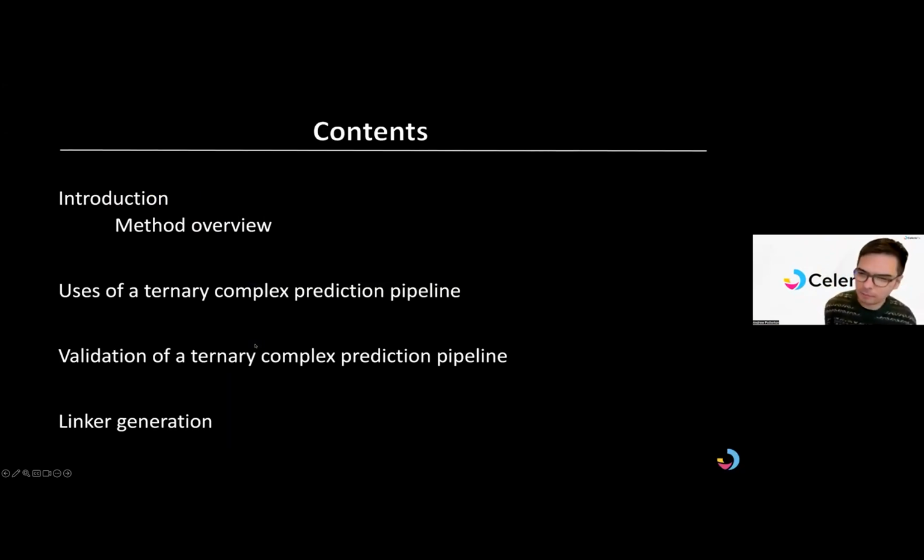So just a little bit of what I'm going to talk about. This talk is split into 4 sections. Just a quick overview as an introduction and an overview of our ternary complex prediction pipeline method. And then general uses of such a method, how you can validate such a method, and then a slight aside onto our linker generation tool.